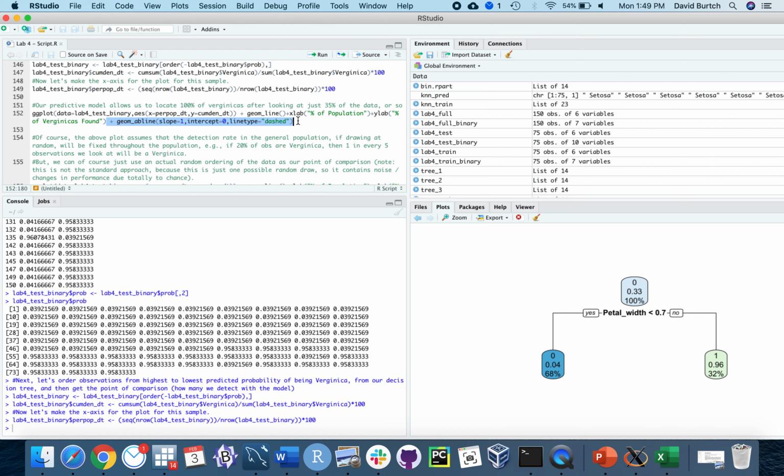I think it's more like a third or something like that. So 1 in 3 observations. So we should find one approximately every 3 observations we look at. We'll find one more. And that's our point of comparison, or assumed point of comparison.